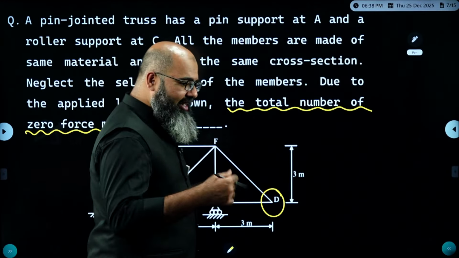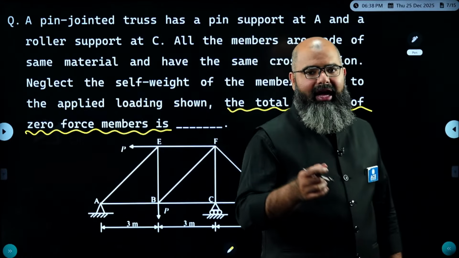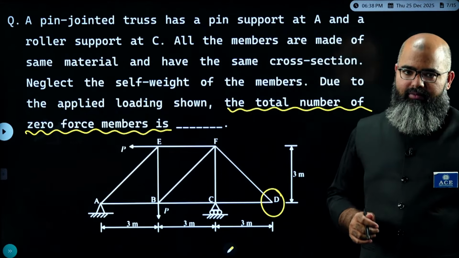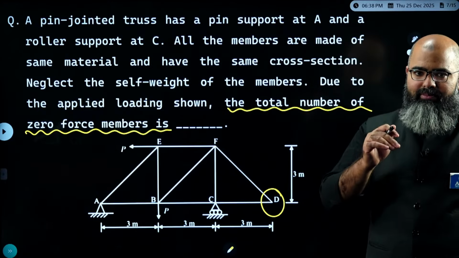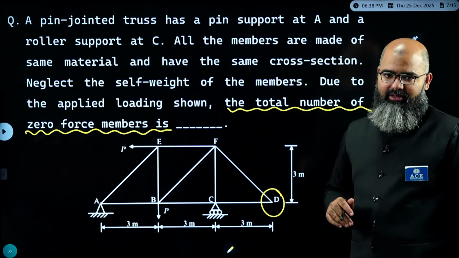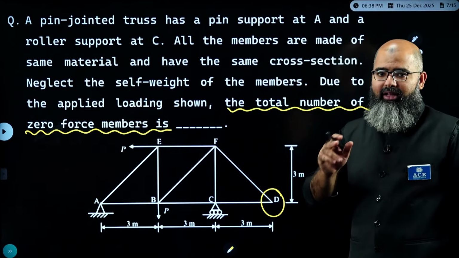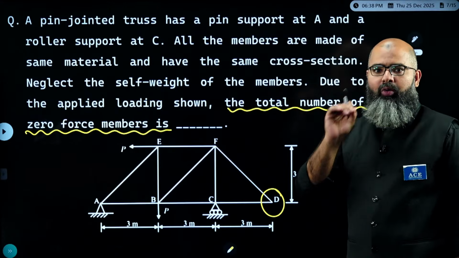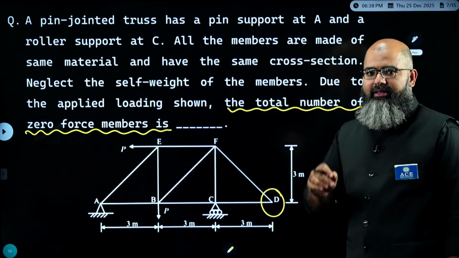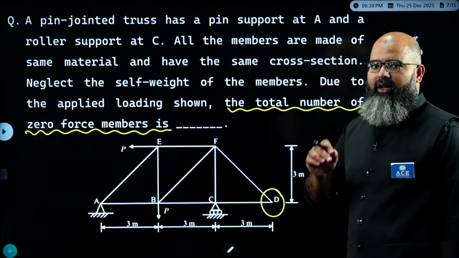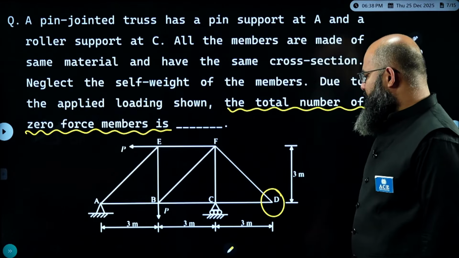Second standard rule: if you are having a particular joint where you are having three members or three kinds of loadings, of which two are collinear, and the third unknown loading is non-collinear, then the third unknown loading or third unknown member must be a zero force member.